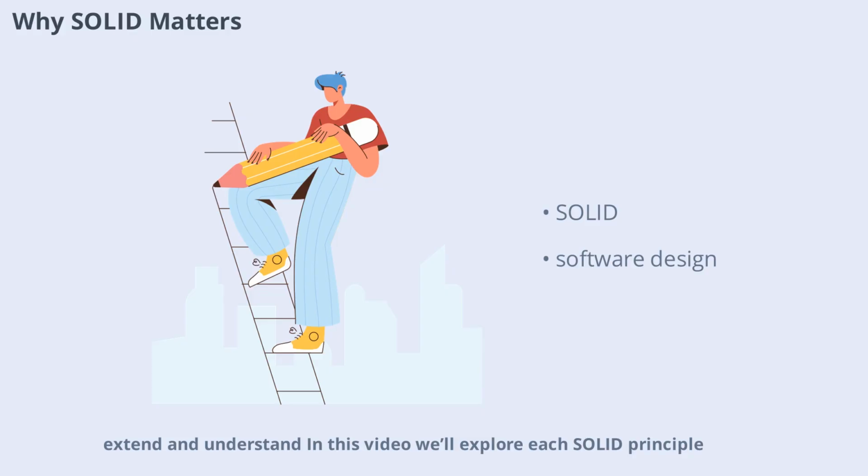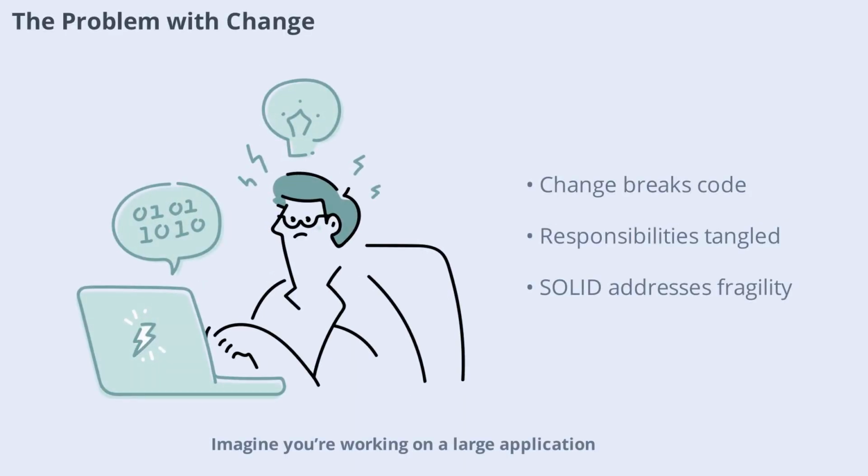In this video, we'll explore each SOLID principle, why it exists, and how it can transform your approach to software design. Imagine you're working on a large application. A simple change in one module unexpectedly causes failures in another. This happens because responsibilities are tangled together, making the code fragile and hard to modify. Developers often face this challenge, especially as projects scale. The SOLID principles were created to address these issues, providing a structured approach to writing robust and adaptable code.